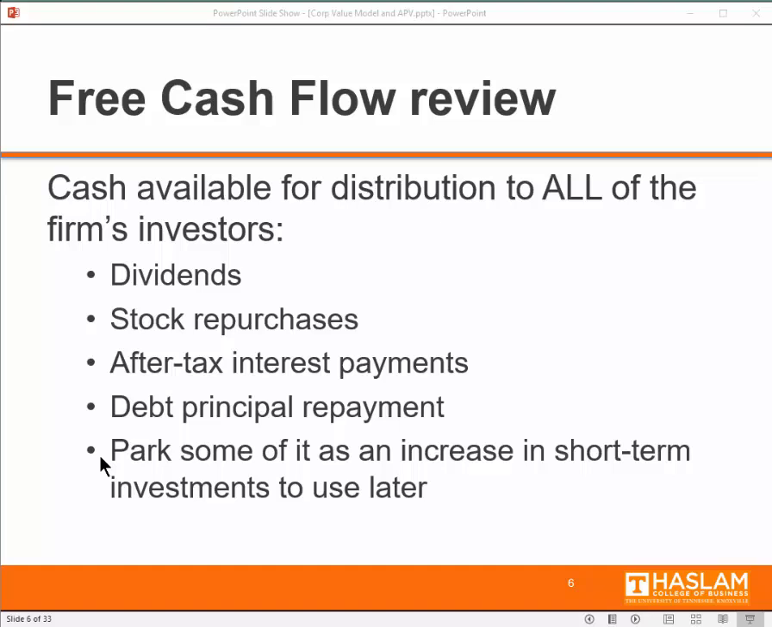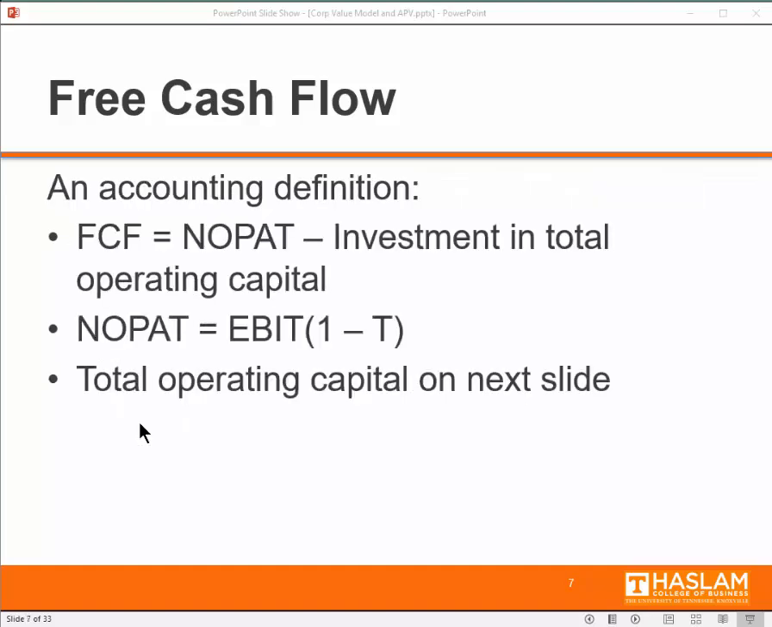But that's not a very useful definition for calculating free cash flow. We need a value for it. And so instead, the accounting definition of free cash flow, which is equivalent to the one on the previous slide, is that free cash flow is net operating profit, which is also called EBIT times 1 minus the tax rate, net operating profit minus the investment in total operating capital. We'll do this calculation in just a minute, and the definition of total operating capital is on this next slide.